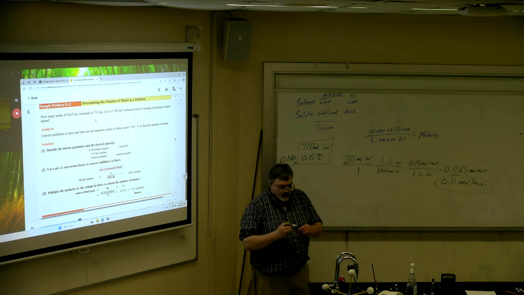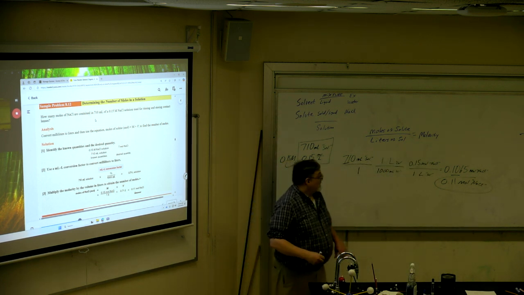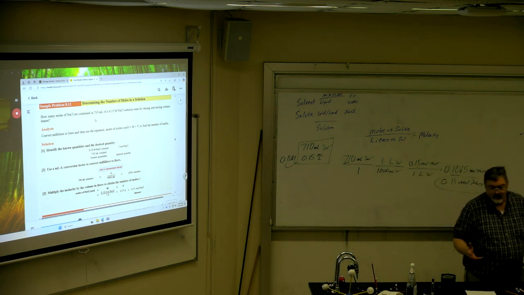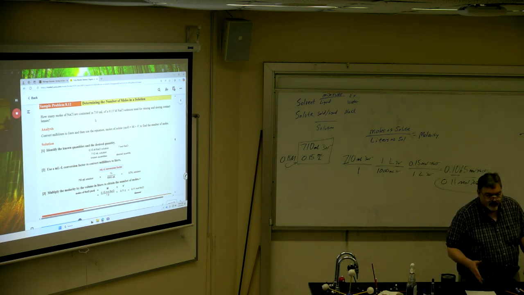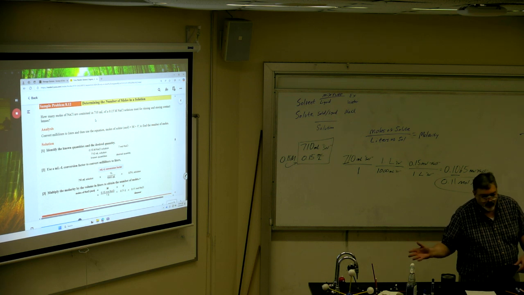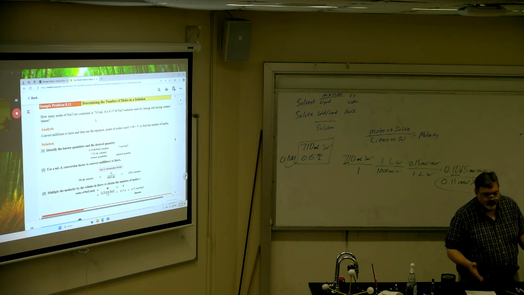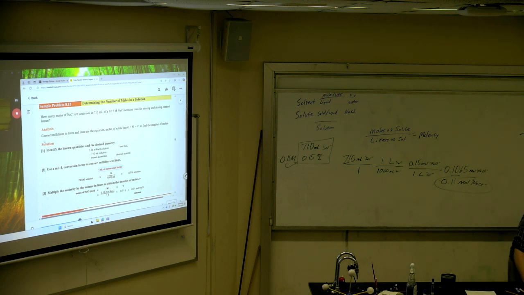That's how you calculate. So you can be given moles and the volume of the solution and calculate molarity. You might be given grams of the solute, and then you have to translate that into moles, and you put that over the volume. So variations on this type of question.